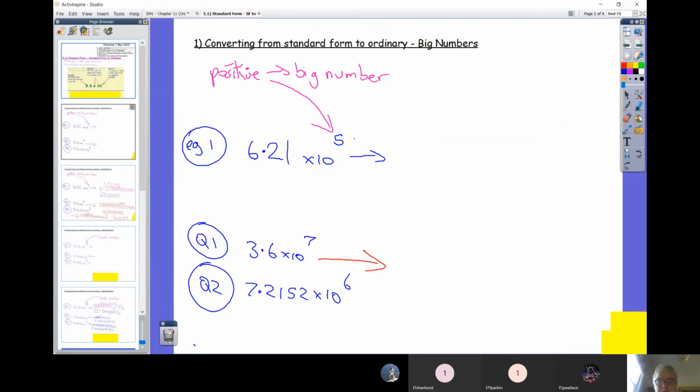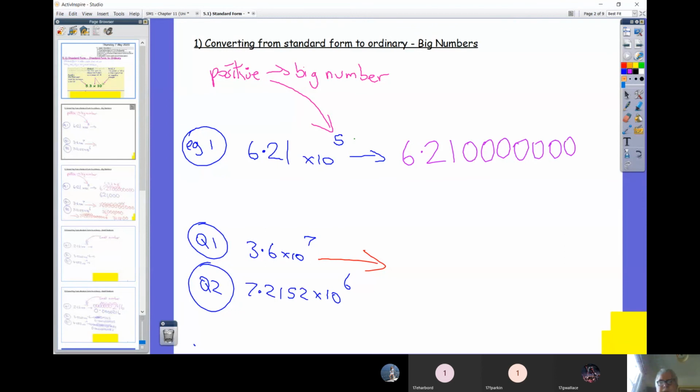So here we go. So this will be the thought process. I want to convert 6.21 times 10 to the 5. Now, my thought process is that is a positive number, so I'm going to be turning it into something really big. So as a working, I go and write down my 6.21. And because I'm going to be turning it into a really big number, I just put loads of zeros down as a working. It doesn't matter how many you put down, just put loads.